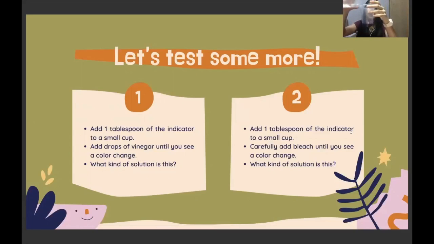So I have my indicator solution. I'm going to add the baking soda. Can you see that? It turned green, right? Because it turned green, what does that tell us about the pH of baking soda? All right. Because it turned green, it means that baking soda is basic, right? Because it's basic, it must have a pH greater than 7.